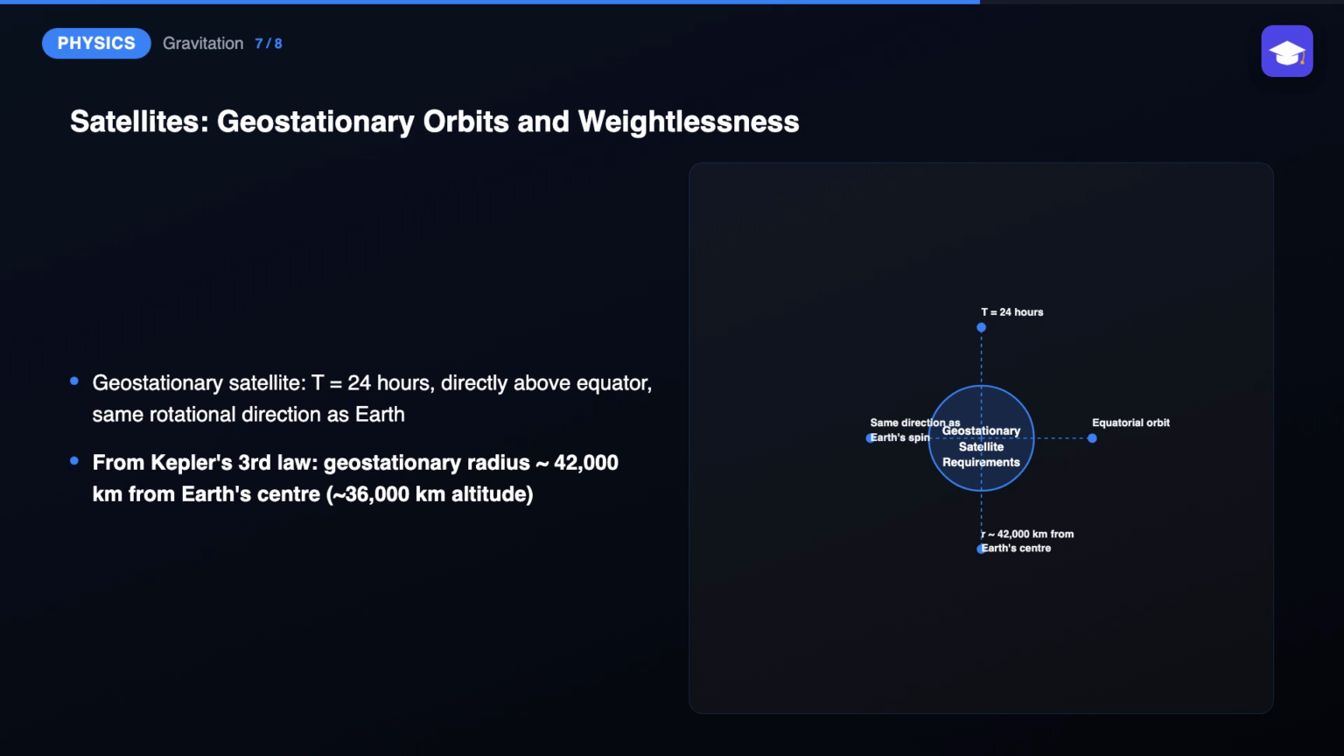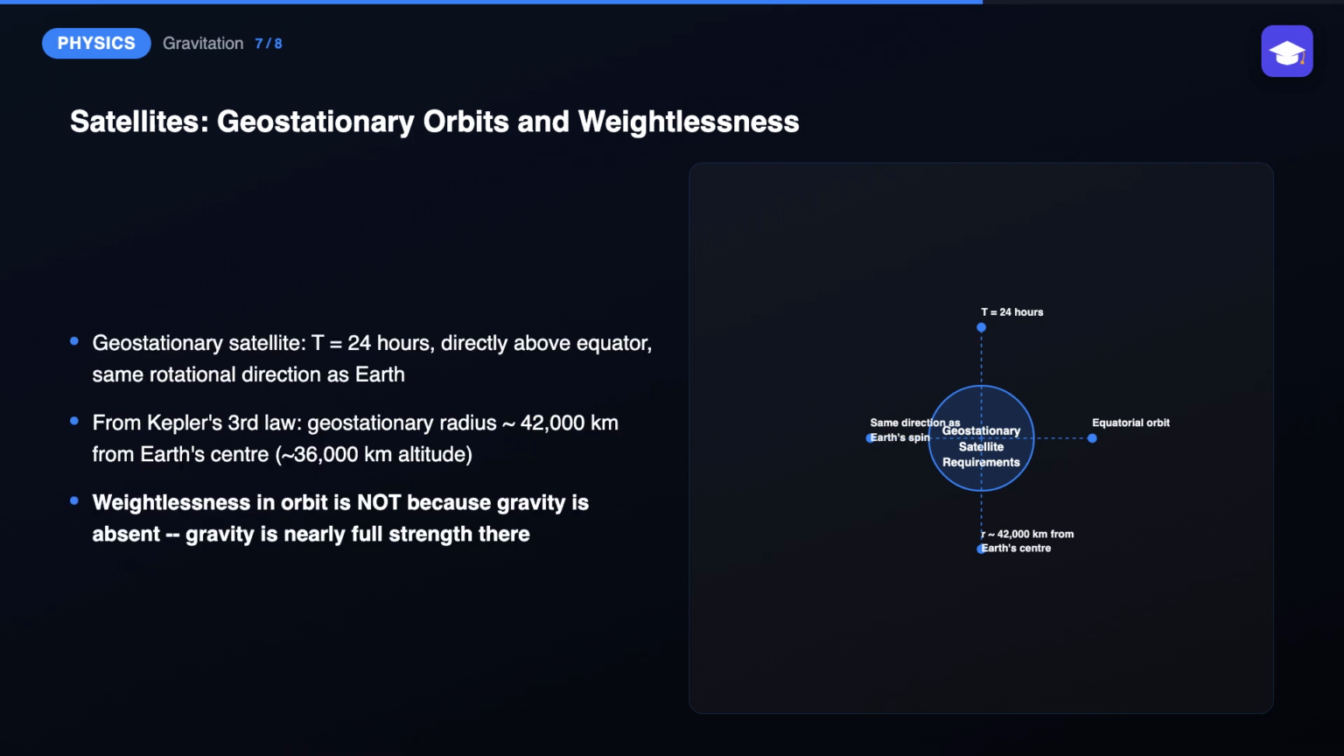Weightlessness experienced by astronauts in an orbiting spacecraft is a frequently misunderstood concept. It's absolutely not because gravity is somehow absent or negligible up there. Gravity at typical low Earth orbit altitudes is still nearly as strong as at the surface.